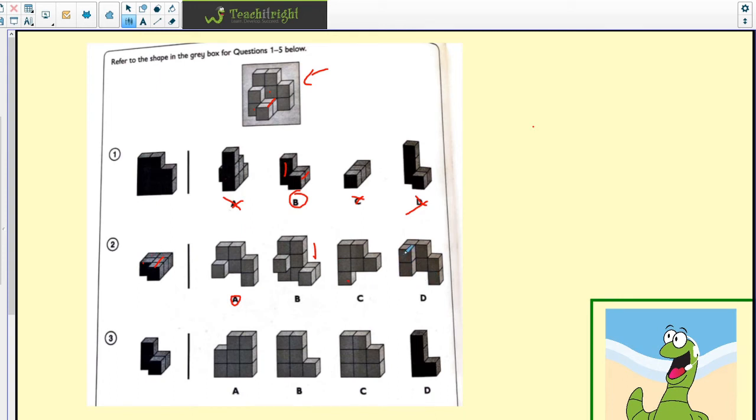And yes, this one, it's got 1 on the top where it shouldn't have 1 on the top as there. So the answer is A. For number 3, again, it's about spotting what we've been given. So we've got 2 coming up and 2 coming out. If we look at the picture, I can see there's 2 coming up and 2 coming out.